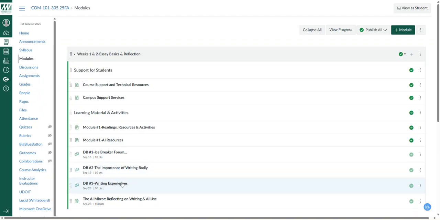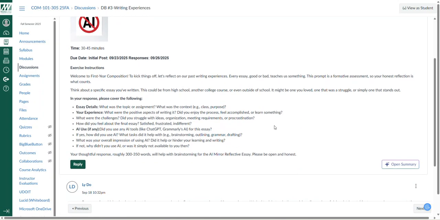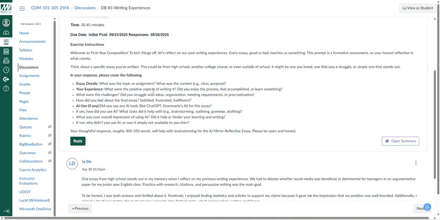Discussion board 3, I feel, is a very straightforward response to the prompts here. Think about a specific essay you've written. This could be from high school, another college course, or even outside of school. It might be one that you loved, one that was a struggle, or simply one that stands out. So I want you to reflect back on the writing experiences, good or bad, and it's looking for you to respond in essay details with whatever that experience might be.